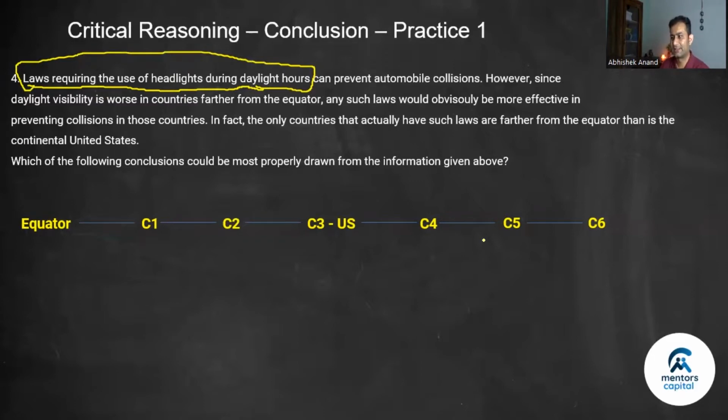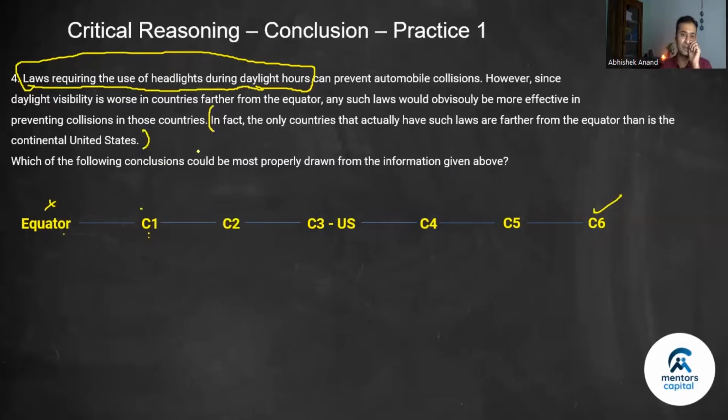Now it says, see, this is equator, this is country 1, and country 6 is furthest away from equator. So सबसे ज़्यादा कहाँ पर effective होगा? As per the condition given to us in this paragraph, this would be most effective here, right? And least effective here and then here. Okay, तो इतना तो साफ समझ में आ गया. Look at the last sentence.